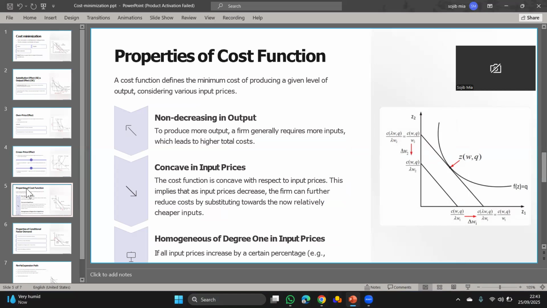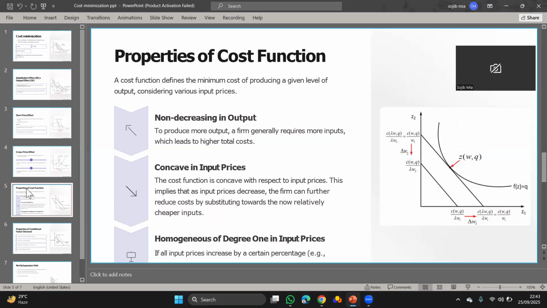The properties of the cost function. A cost function defines the minimum cost of producing a given level of output considering various input prices. Non-decreasing in output. To produce more output, a farm generally requires more inputs, which leads to a higher total cost.